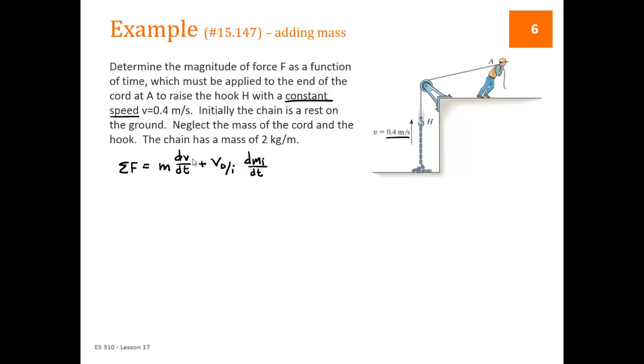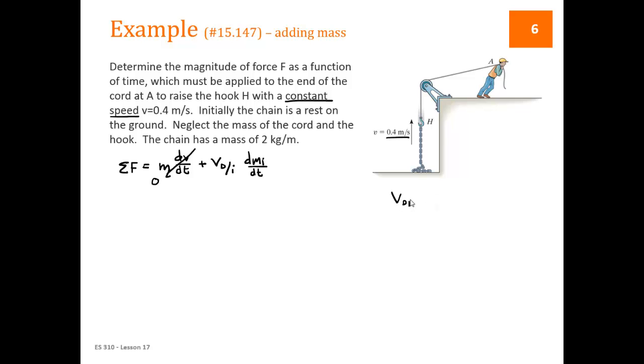So if it's a constant speed, dv/dt is 0, so this term goes away. So we don't have to worry about the mass times acceleration term. Now we need to figure out what v_di is, and we need to figure out what this change in mass with respect to time is. So let's start with the v_di.